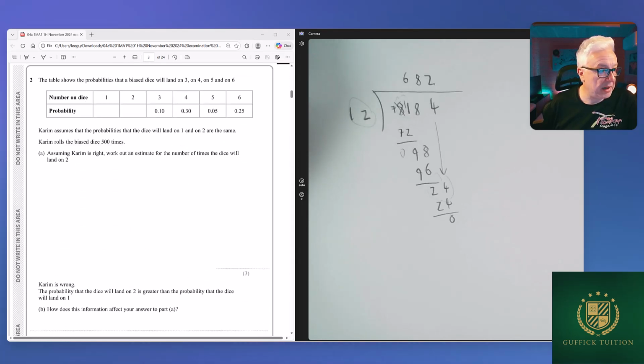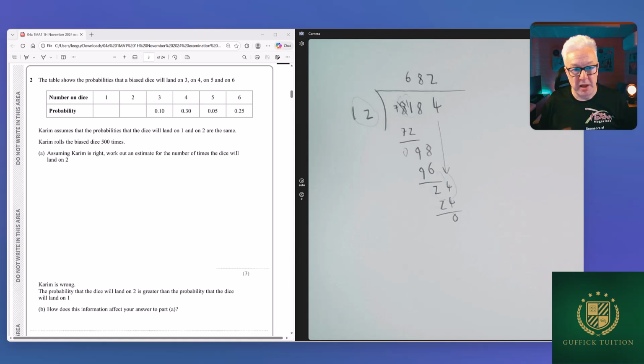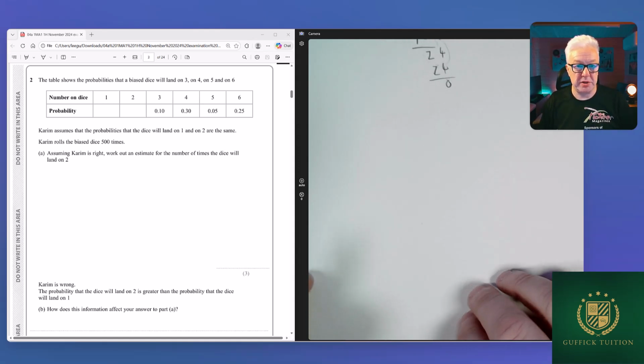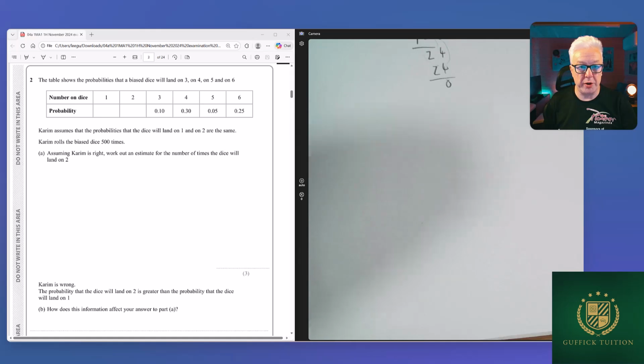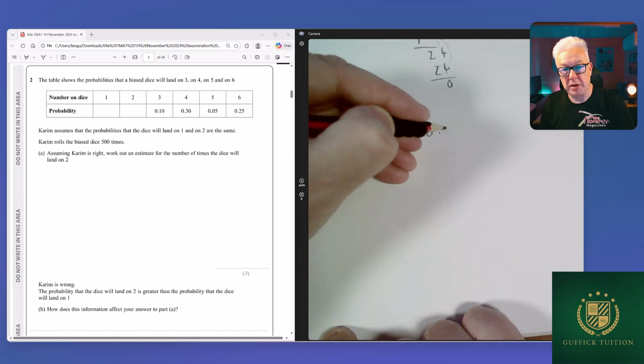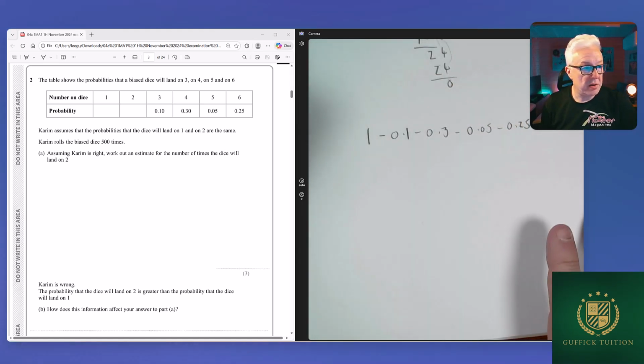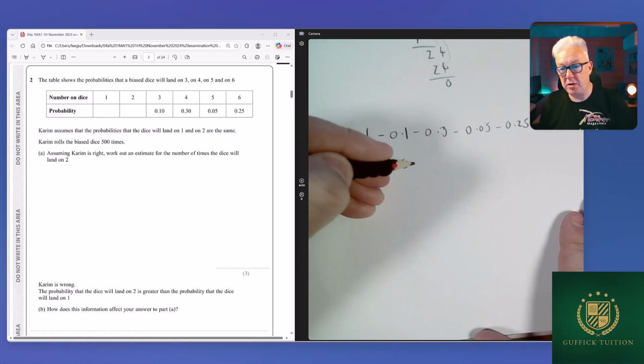The table shows the probabilities that a biased dice will land on 3, 4, 5, or 6. It says Ivy assumes that the probabilities on the dice for a 1 and 2 are the same. So Ivy rolls the dice 500 times. First of all, we need to complete this probability table. All of the probabilities are going to add up to 1. So we need to do 1 take away 0.1, take away 0.3, take away 0.05, take away 0.25. When we take all of those away, that turns out to be 0.3.